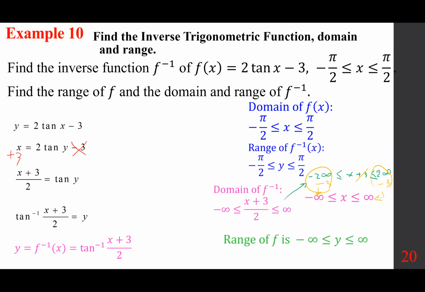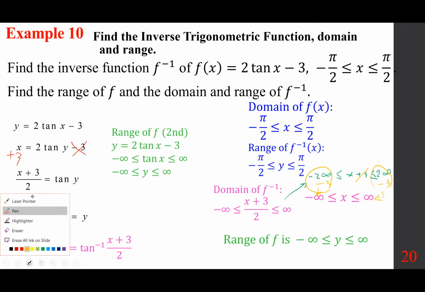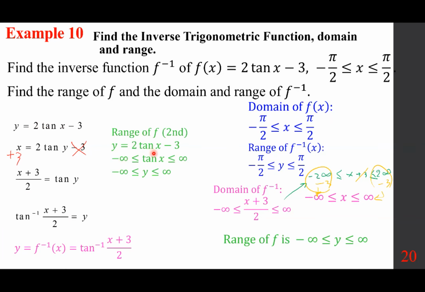If we were to use a second method, we could use this one. We have this y, because it's dealing with tangent. This tangent is between negative and positive infinity. 2 times that minus 3 is also between negative and positive infinity. So because of this, we know this one to be true. And if you multiply it by 2 and minus 3, which becomes y, it is still between negative and positive infinity.